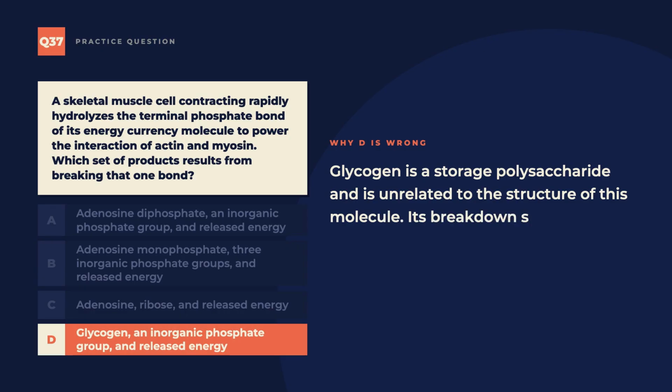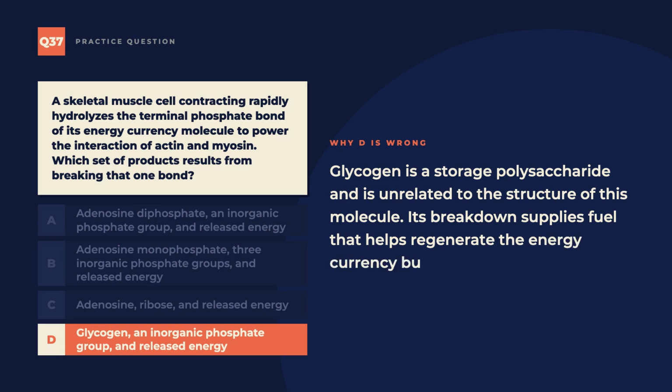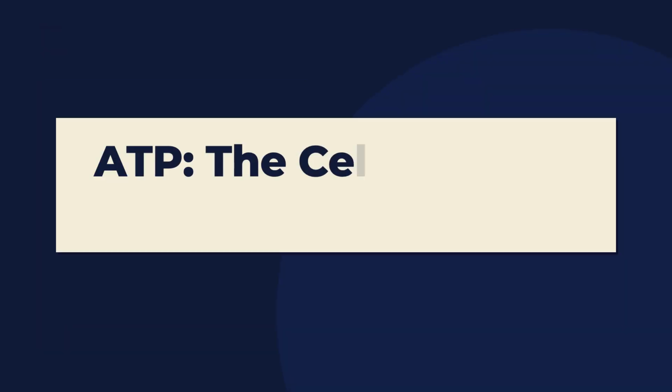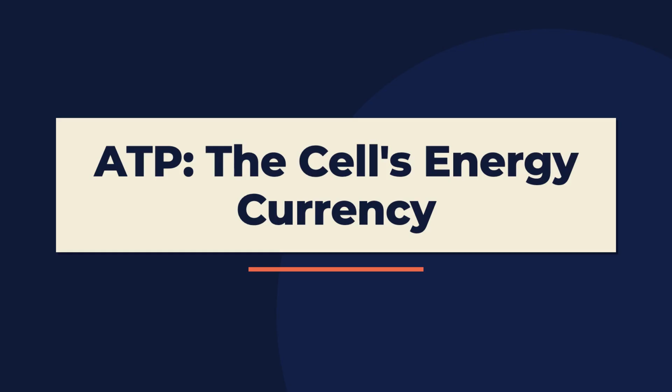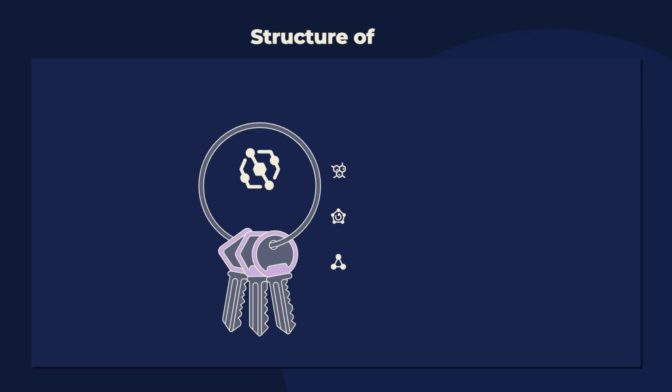Its breakdown supplies fuel that helps regenerate the energy currency, but is not a product of the reaction. Chemical energy stored in fat or glucose is real, but it's like equity in a house. It can't be handed to a cashier. Cells need a common spendable currency, and that currency is adenosine triphosphate, or ATP.